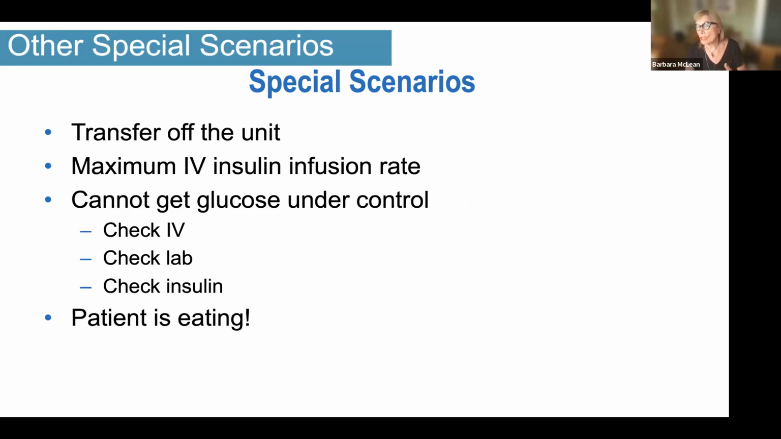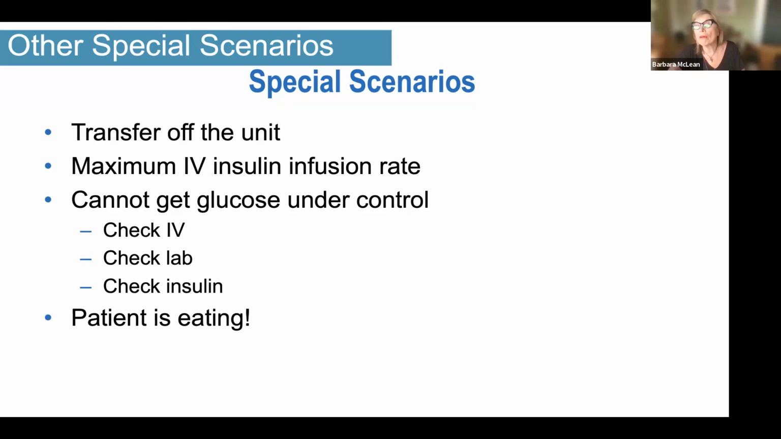When you can't get blood glucose under control, check the IV, check the lab, just see what's happening. Check that the insulin is appropriate and make sure that the patient's not sneaking snacks or eating, because your insulin will be requested to be adjusted upwards to match that carbohydrate load. But as soon as those carbohydrates disappear, your patient can become hypoglycemic.